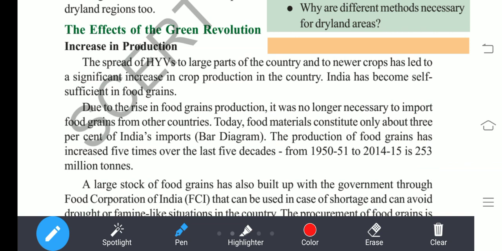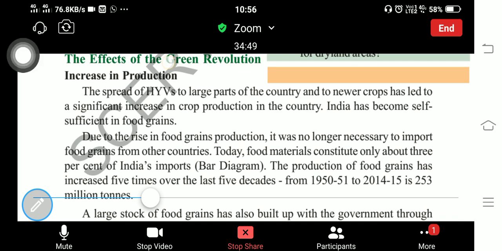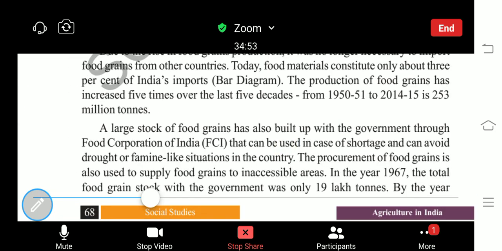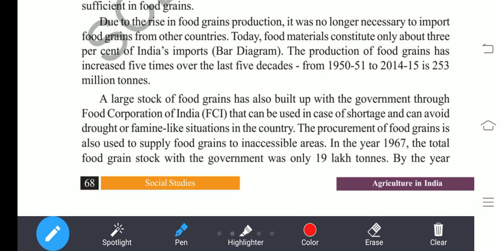All these points are covered under increase in production. So what is the effect of the green revolution? The first one is increase in production. Understand? So production has increased. What has increased? Production of food grains has increased.